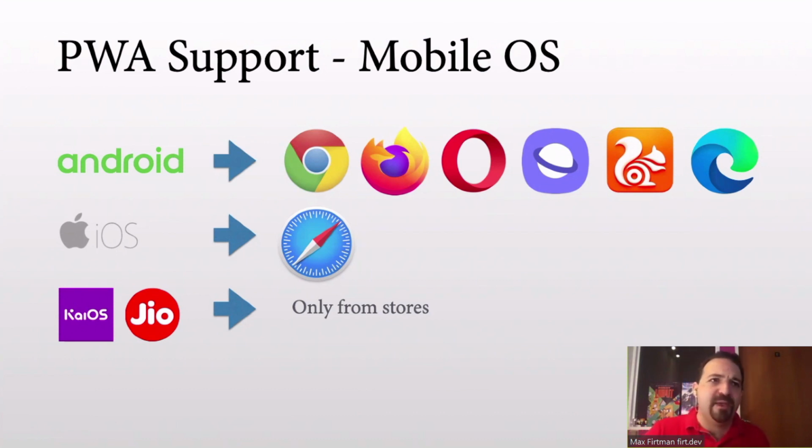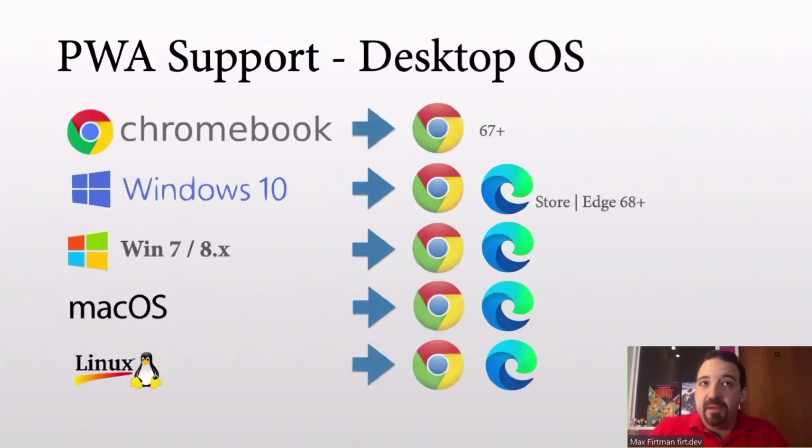On iOS or iPadOS, it's actually available on Safari. Okay, so it's currently available on Safari. And also from app stores, you have availability of PWAs on feature phones, such as KaiOS and JioPhones, mostly found in South Asia or Africa. On desktop, we have support on all the desktop operating systems from Windows 7, if you're using Google Chrome or Microsoft Edge, the Chromium version. So you have support for installing PWAs as desktop applications.